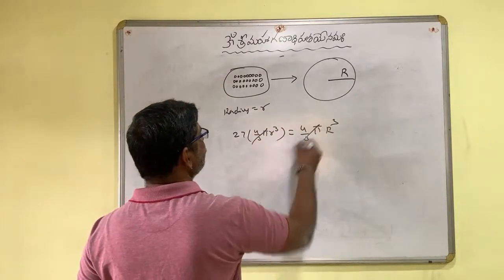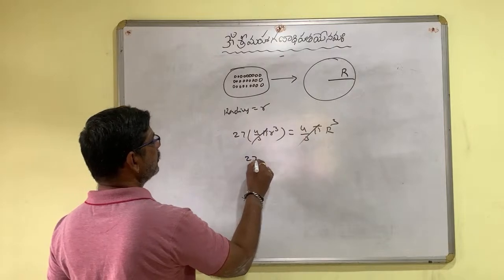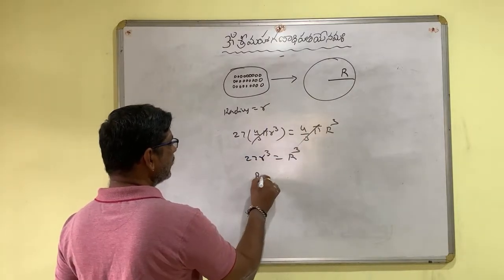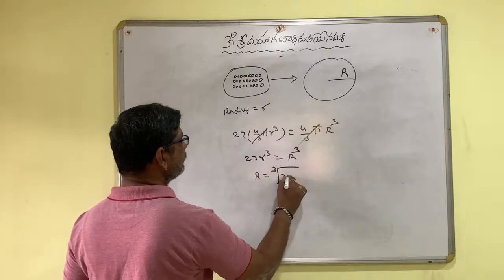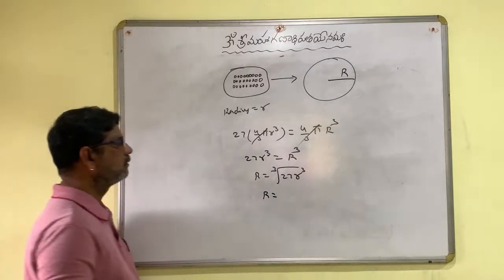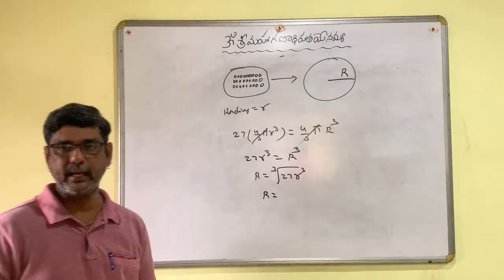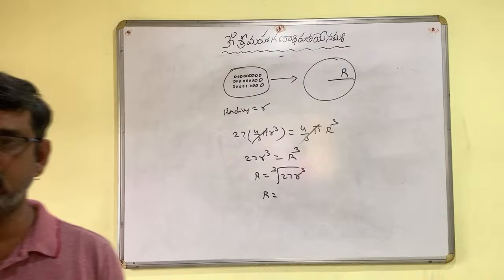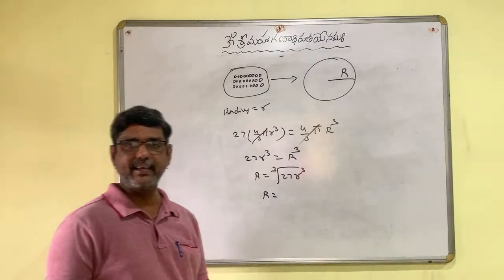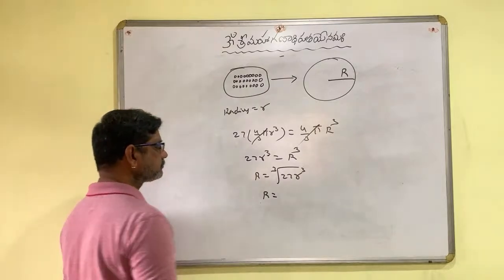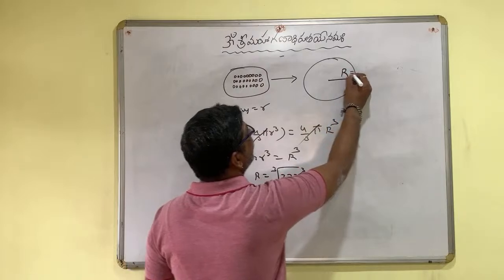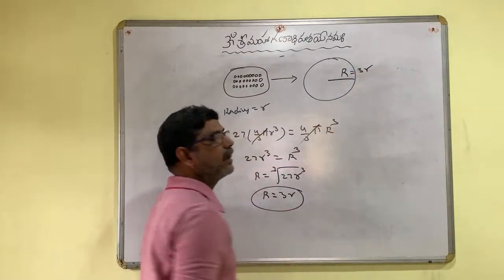So 4 by 3 pi, 4 by 3 pi cancel. 27 r cube is capital R cube. Then capital R is the cube root of 27 r cube, which is 3r. The radius of the big sphere is 3r.